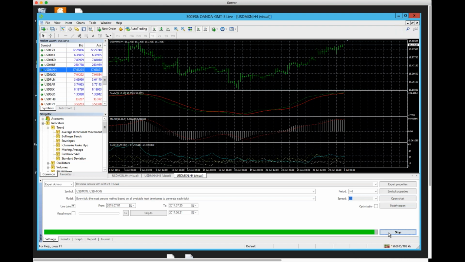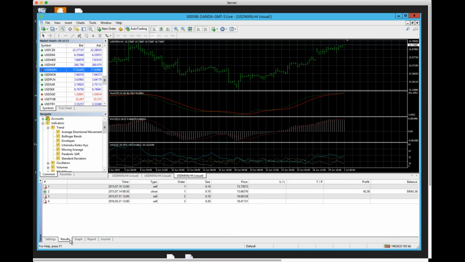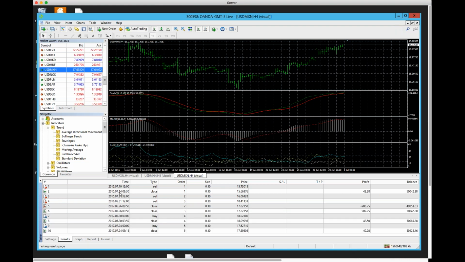Visual mode is a slower manner of testing, and it takes a long time to get through years of data. What I've done now is unchecked visual mode and started the test, and now we'll just run through and look at the results as they come in. You can see here we took a trade on the 10th of July in 2015. It was a sell, and that immediately closed at 40 bucks of profit. That was exactly what we looked at a little while earlier.